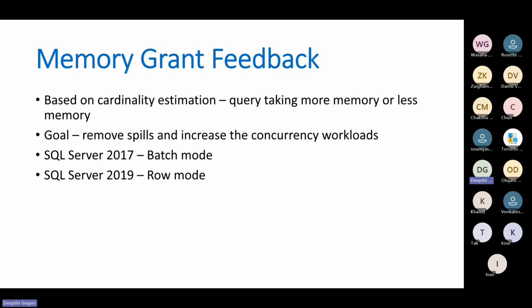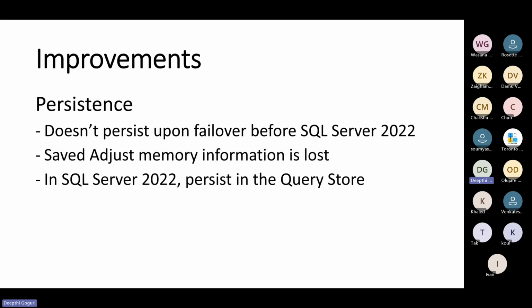So this memory grant feedback is nothing new. It was there from SQL Server 2017, but it was only supported for batch mode. With SQL Server 2019 and above, it is supported for row mode as well. The improvement is that previously, before SQL Server 2022, the memory grant feedback was not saved properly. If you restart SQL Server or do a failover to the secondary replica, all of that captured information will be lost. But with SQL Server 2022, even when you do the failover, the saved memory grant feedback information will not be lost. That is one of the advancements, and it also persists in the query store, because this feature uses the query store.